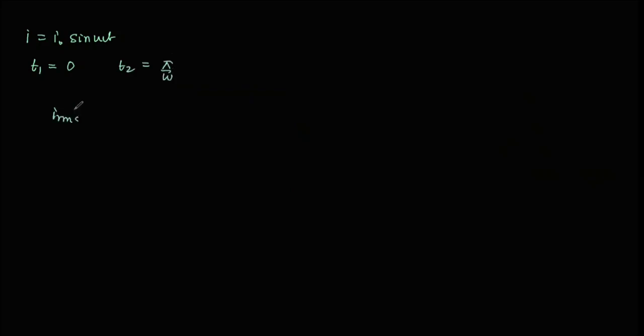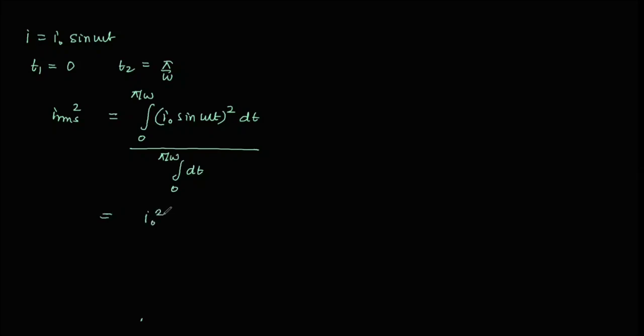So I RMS square is going to be written as the integration of I as a function of t squared dt from 0 to pi by omega, upon the integration of dt from 0 to pi by omega. Solving this, we are left with I naught square times the integration of sine square omega t dt from 0 to pi by omega, upon the integration of dt, which is pi by omega.